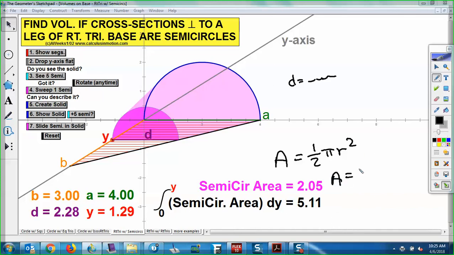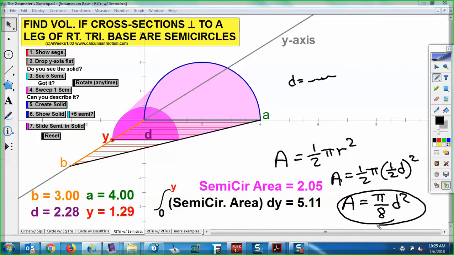So what's another name for R that uses D? What's the equivalent of R? No, that still uses R. 1/2 D. So let's take R out of here and replace it with 1/2 D. Now, let's square that. 1/2 D squared, that'd be 1/4 D squared, times that half. This would be 1/8, or pi/8 D squared. And let's use that as our area of the semicircle. That'll just make it easier because our strip is going to be D.